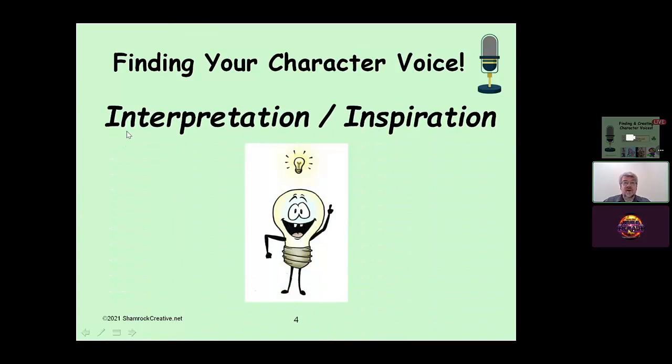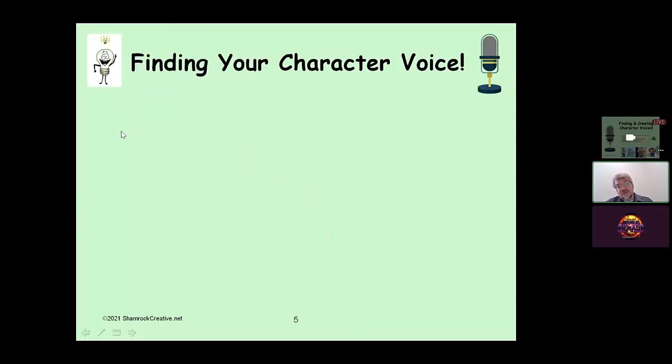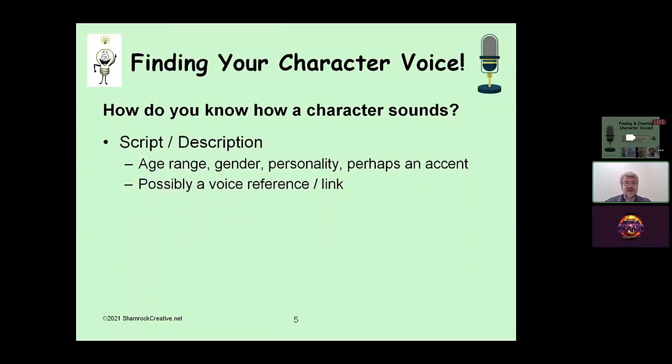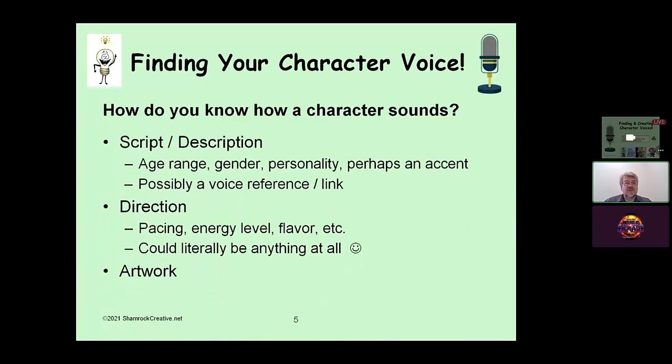So we're going to begin with interpretation and inspiration. Where does that come from? How do you know how the character sounds? So that could be a number of things. It could be that as a voice actor, you get a script that says it's this age range, this background, whatever, something that the designer, the video game designer, or the director may have come up with. You may also get a voice reference, a link that says, we want it to sound something like this.